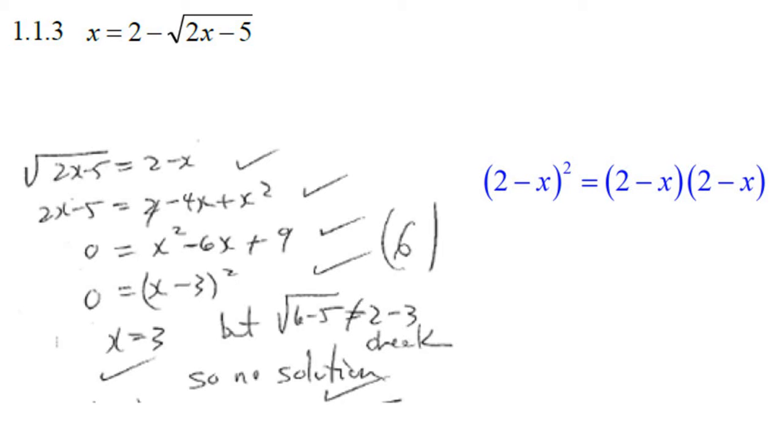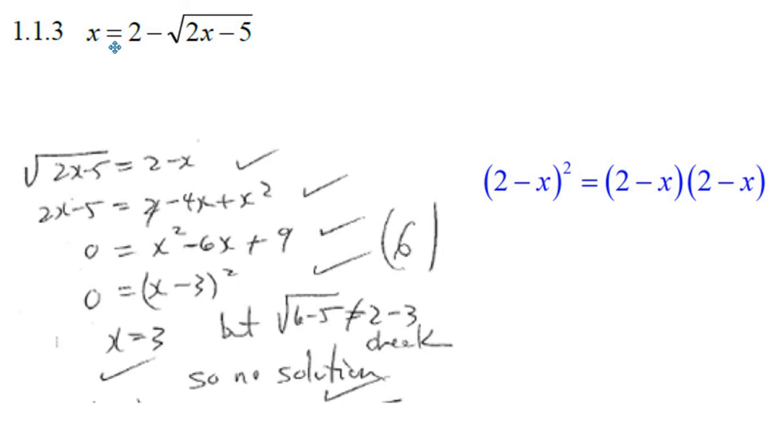Okay, we're going to do a surd equation here. And here's the question. You have x equals 2 minus the square root of 2x minus 5, and you're supposed to solve the equation. Well, this is what you do. The first step always when you have a surd like this is you isolate it. You get it by itself on one side of the equation.